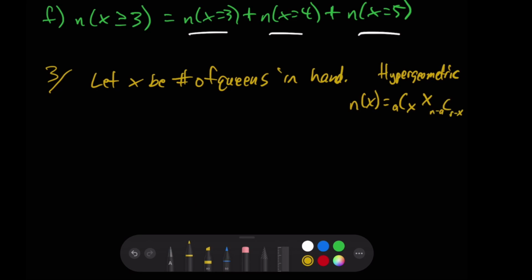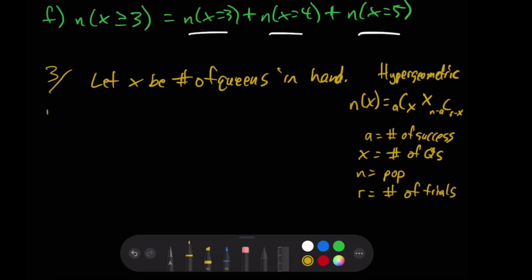All right. A is my number of successes. X is my number of queens, which in this case is the number of successes that I've selected. N is my total population that I'm choosing from. And R is my number of trials.